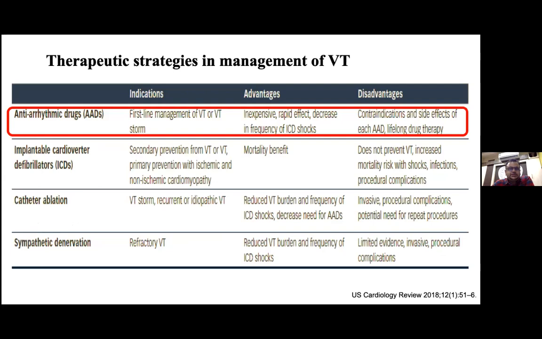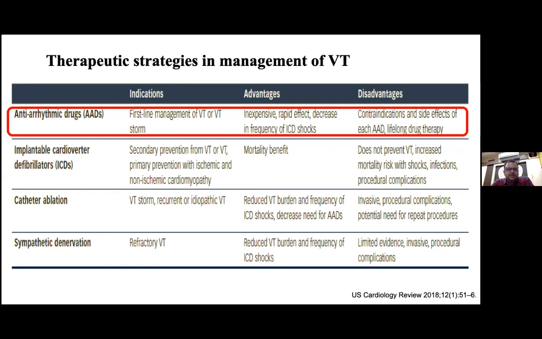The therapeutic strategies in the management of VT include drug therapy, then ICDs, which were introduced in the 1980s, then catheter ablation, and then sympathetic denervation. Antiarrhythmic drugs are the first line of therapy whenever we document a ventricular tachycardia in a particular patient. They are inexpensive, they have a rapid effect, and they decrease the frequency of ICD shocks if the patient has previously had an implantable cardioverter defibrillator. The contraindications and side effects are there with each antiarrhythmic drug and need to be remembered, and the therapy is often lifelong.